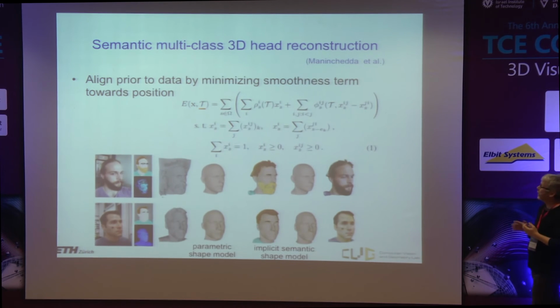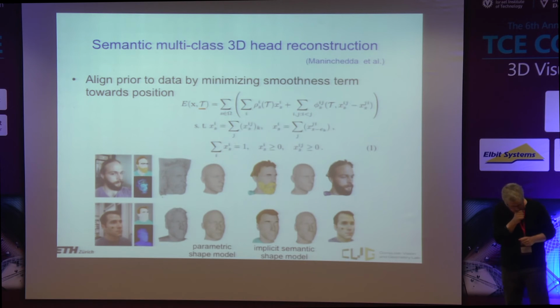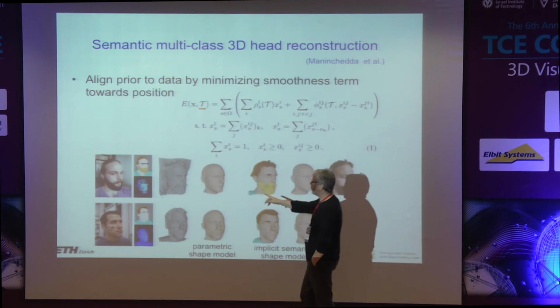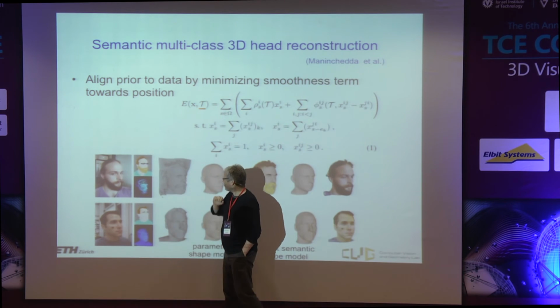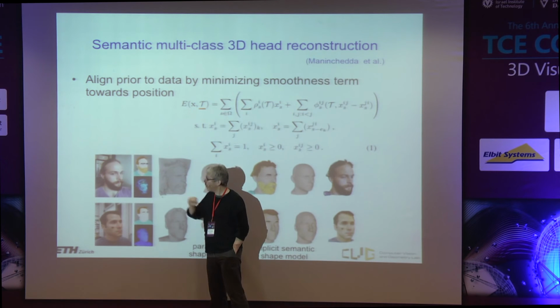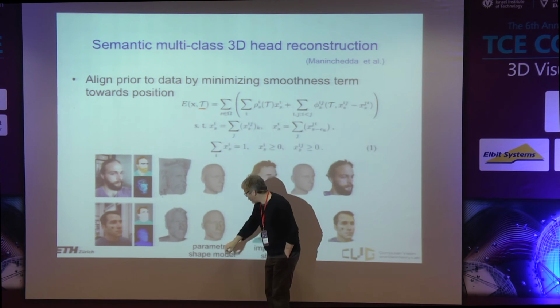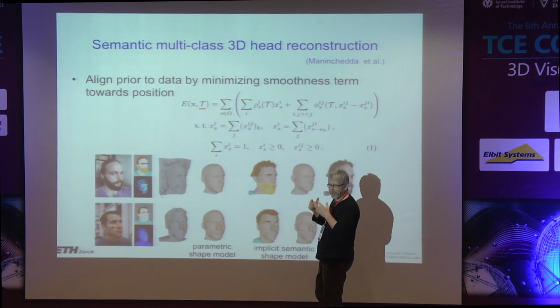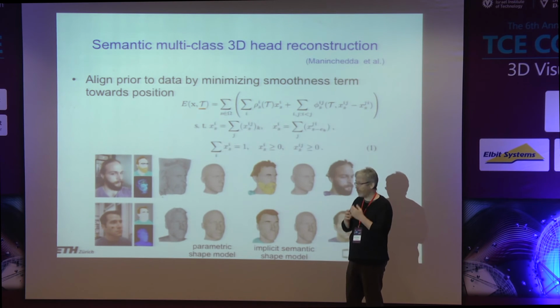Here's a quick example of applying this to faces. Lots of missing data. We don't have the back here. We also do semantic labeling. This is the standard parametric model, so the state-of-the-art Vetter and Blanz type of models that you adjust to your data.